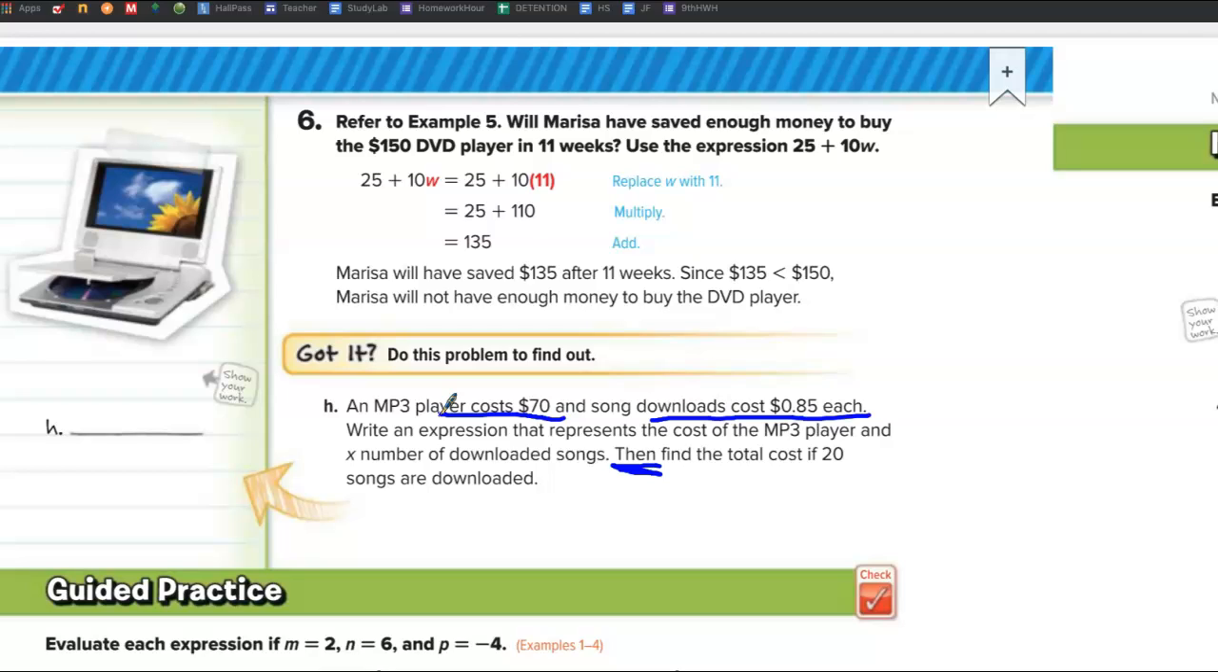An MP3 player costs $70. We need to write an expression for the MP3 player and downloaded songs. So how much does our MP3 player cost? $70. Okay, plus we also have to pay for songs.